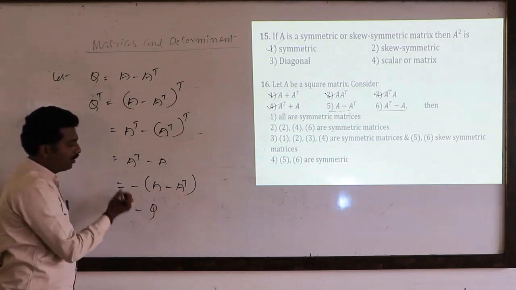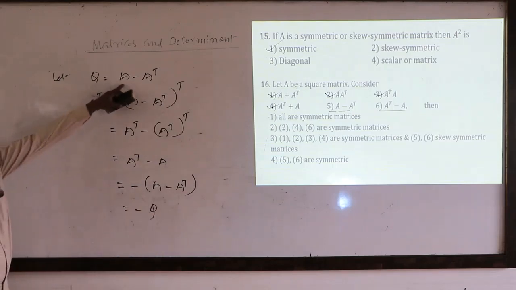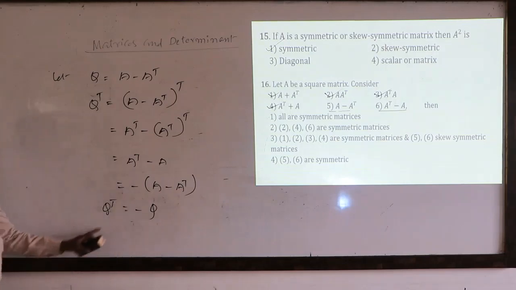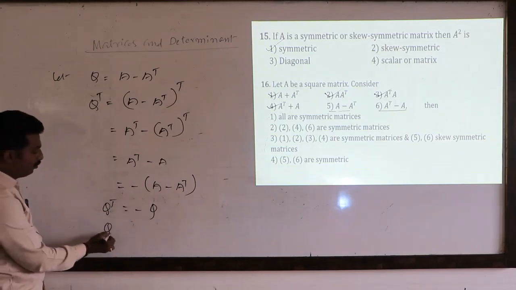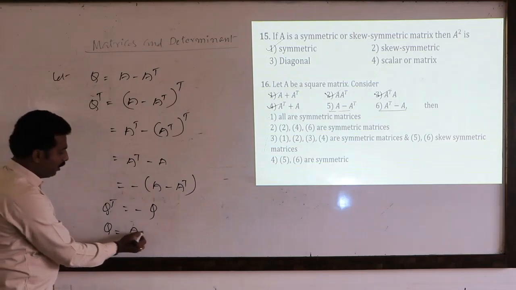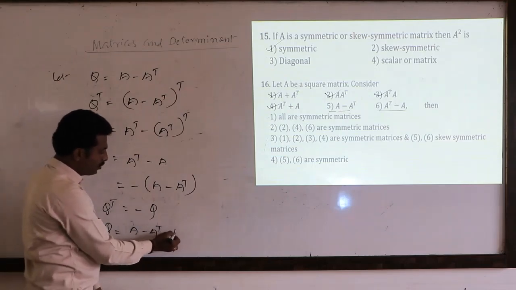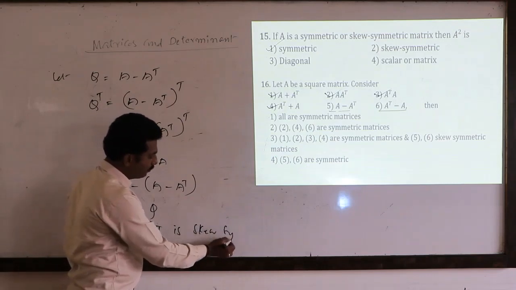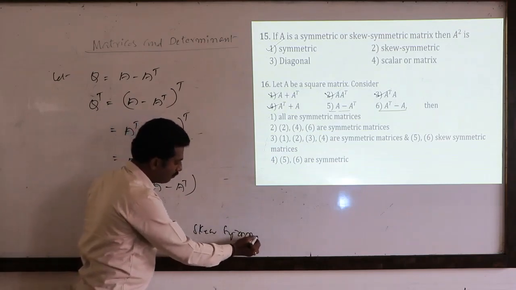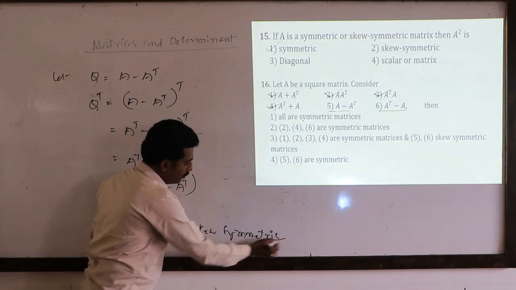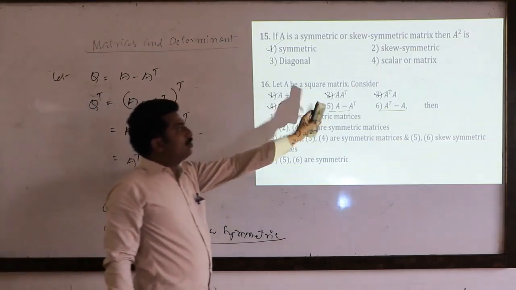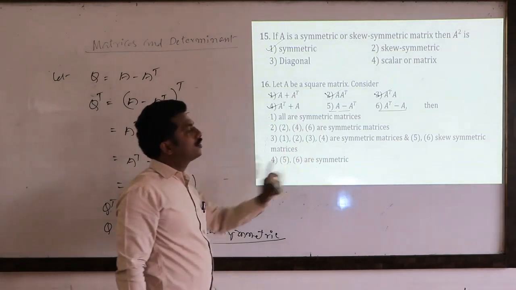Again, how we got Q? See, A minus A transpose. So Q transpose equal to minus Q, which means Q, nothing but A minus A transpose, is a skew symmetric matrix. Similarly, A transpose minus A also we can prove is a skew symmetric matrix.